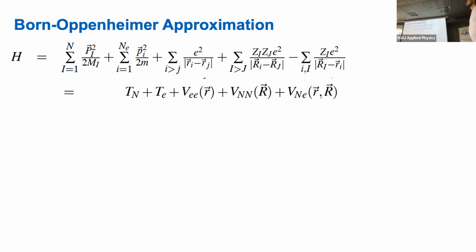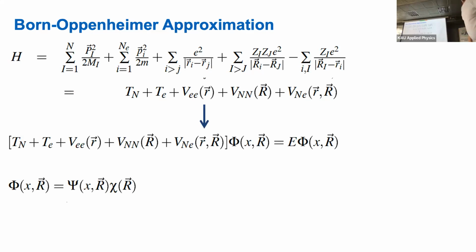It's just another representation. Tn, Te. Tn is the ions' kinetic energy, Te the electrons' kinetic energy, Wee the interaction between electrons, Wn the interaction between nuclei, between ions, and Wne the interaction between nuclei and electrons. And that's the idea of Born and Oppenheimer.